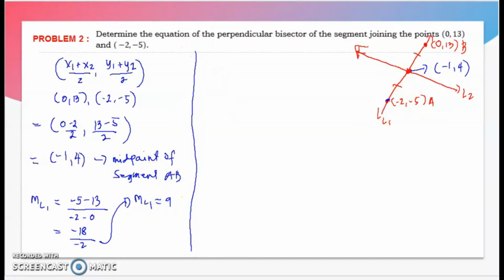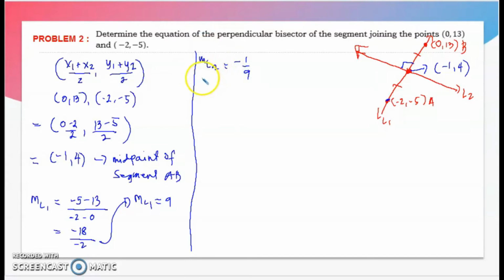Now, the two lines are perpendicular. So line 1 and line 2 are perpendicular. So what is the slope of line 2? Since the two lines are perpendicular, the slope of line 2 is equal to the negative reciprocal of 9, which is equal to -1/9. So this is the slope of line 2.